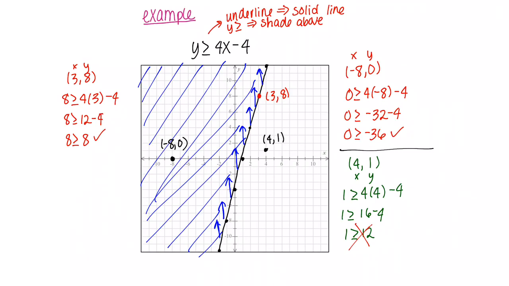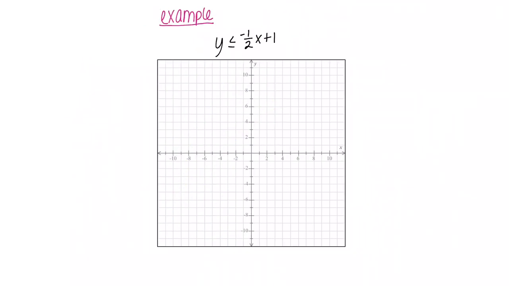So let's go ahead and do another one. One more. All right, so we have y is less than or equal to negative 1/2 x plus 1. There is an underline, which means our line will be solid, and it is a less than sign, which means we're shading below.